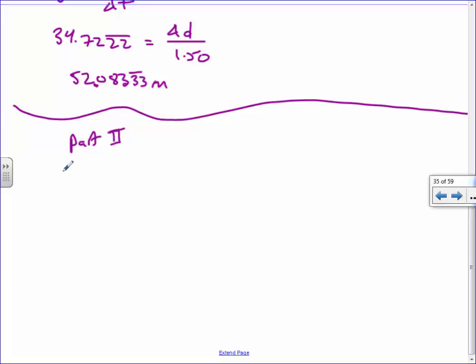In part 2, we know your velocity initial because you know how fast you were originally traveling. You were traveling that 34.72 meters per second. We know that much, right? We also know the velocity final. It doesn't say so, but if you're going to eventually come to a stop, what would your final velocity be? 0, yeah.